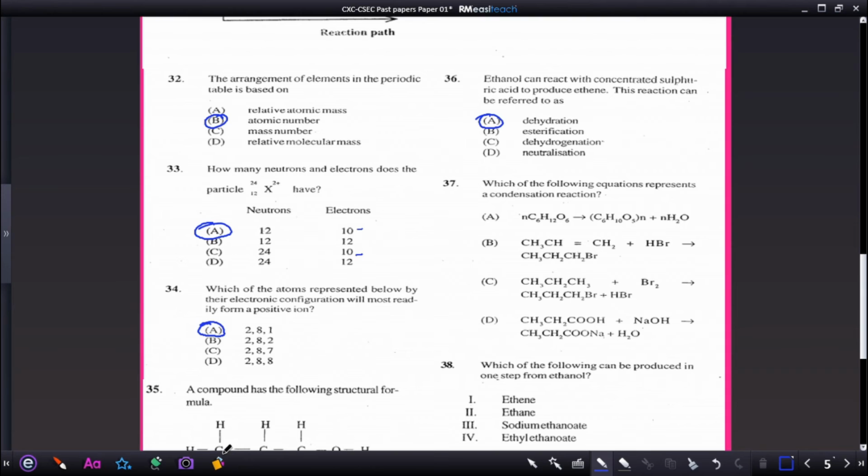37. Which of the following equations represent a condensation reaction? This is an addition reaction. This is a substitution reaction. This is a neutralization reaction. The answer is A, polymerization, condensation of glucose.